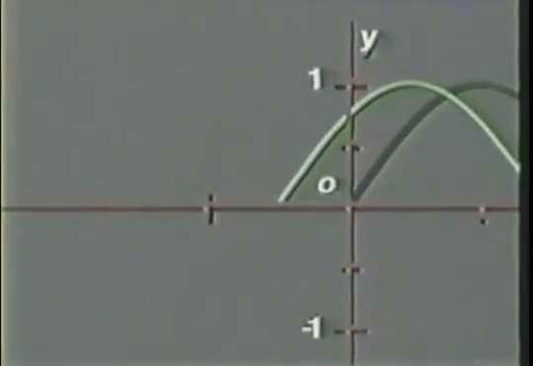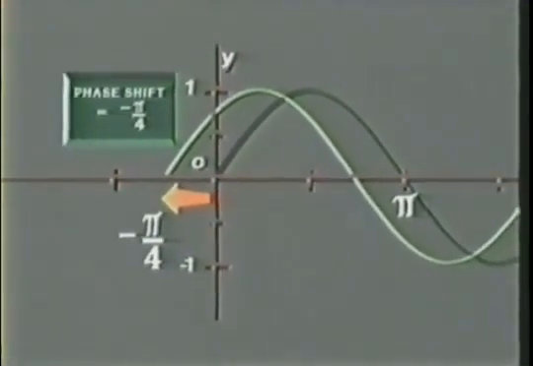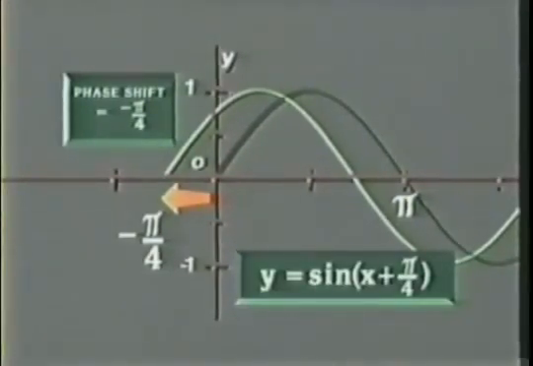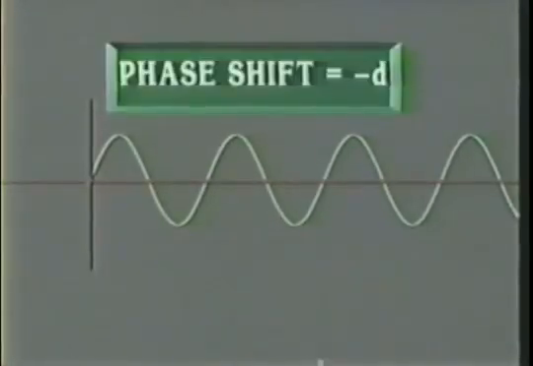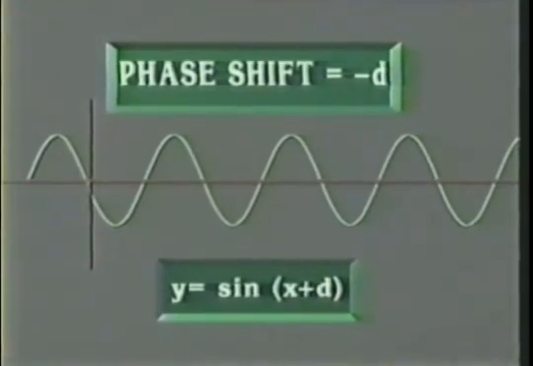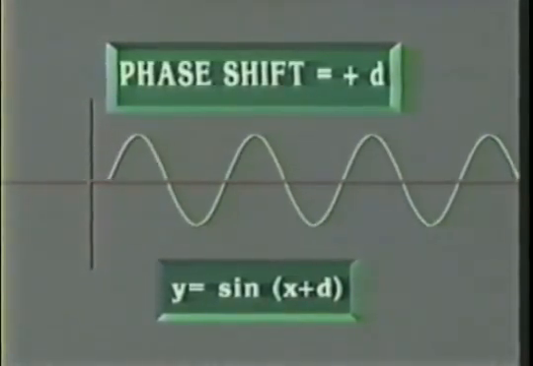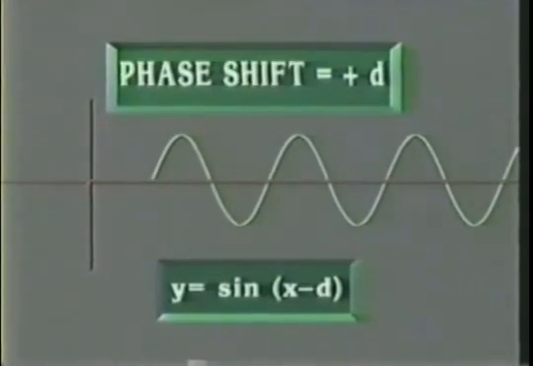The graph of y equals sine x has undergone a phase shift of this distance, minus pi over 4 radians. Minus because the shift is to the left of standard position. However, the equation for the new curve is y equals the sine of x plus pi over 4. In general, a phase shift of minus d results in a curve described by y equals the sine of x plus d. And a phase shift of plus d to the right results in a curve described by y equals the sine of x minus d.